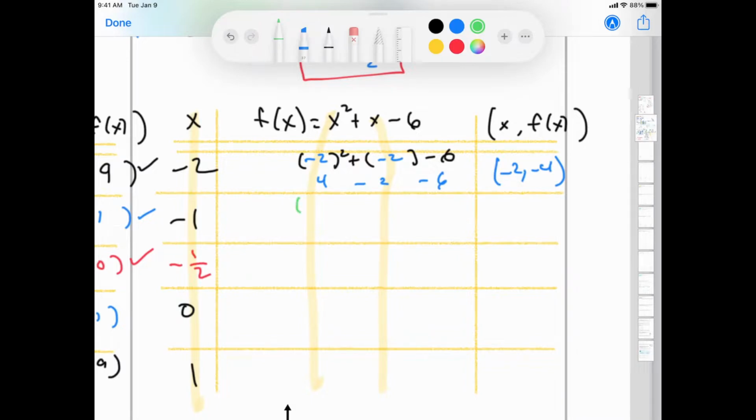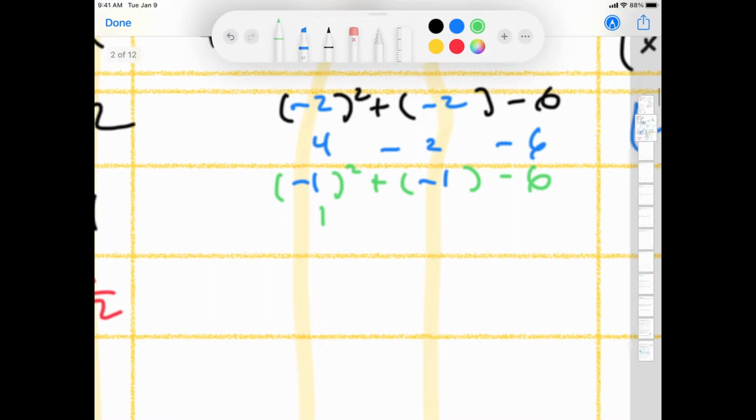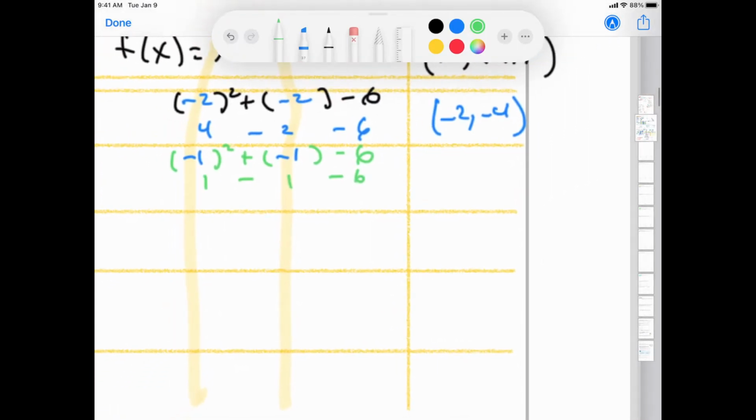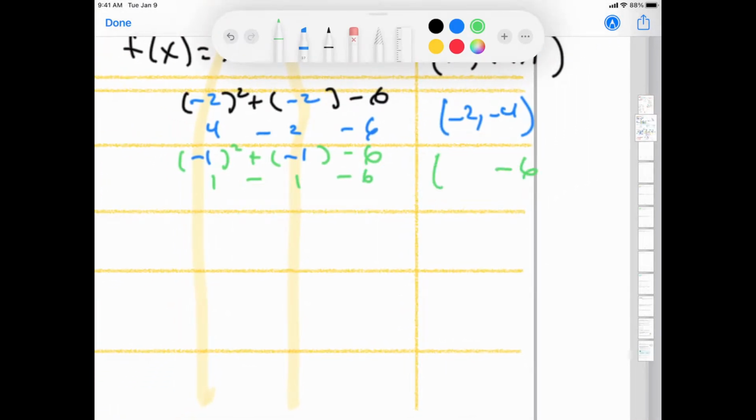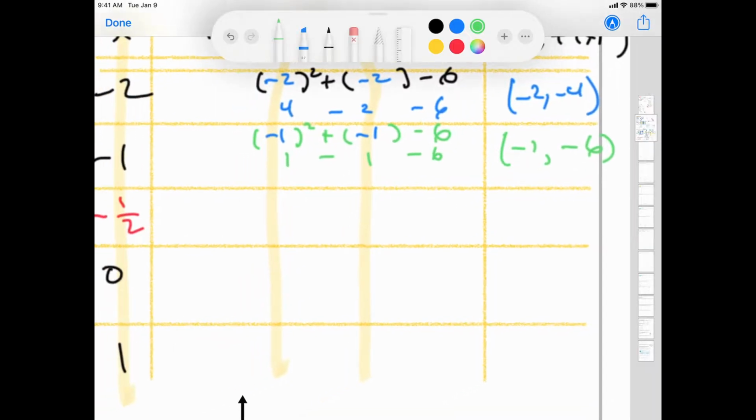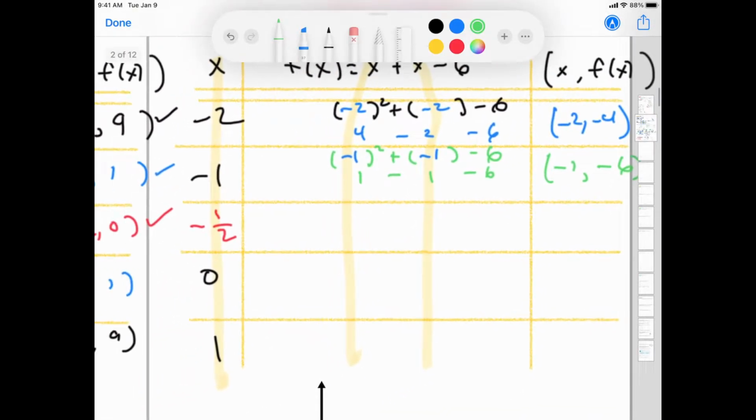Let's substitute in, or every parentheses there is basically what the x is, and x in this problem is negative 1. Negative 1 squared is 1. 1 minus 1 minus 6. 1 minus 1 is 0. 0 minus 6 is negative 6. So negative 1 comma negative 6. And I have our wonderful negative 1/2 here.